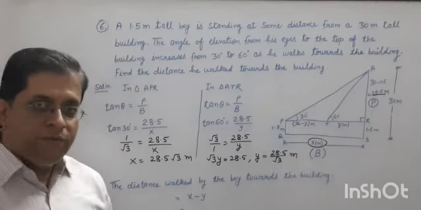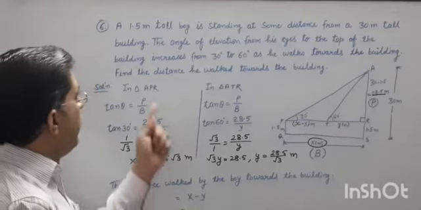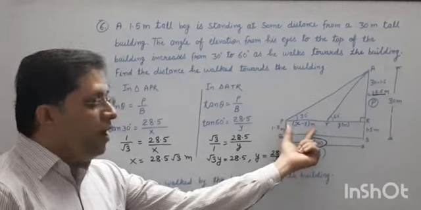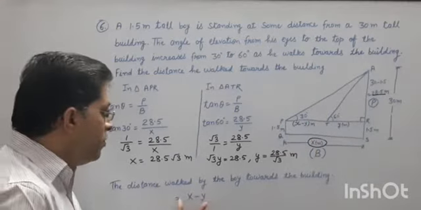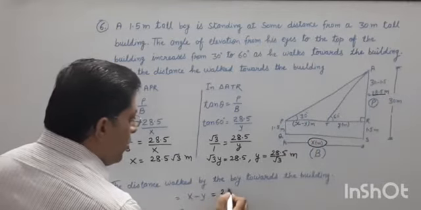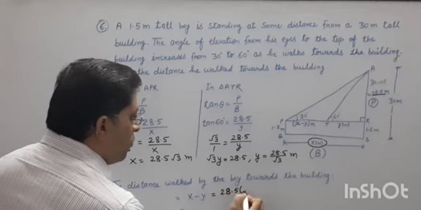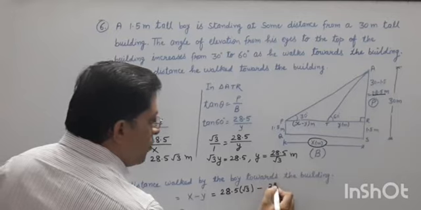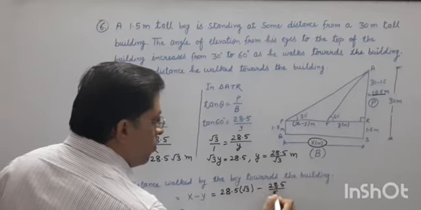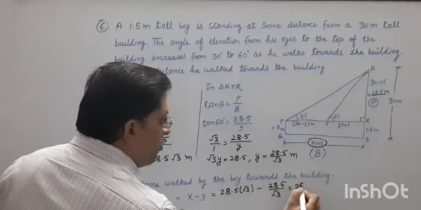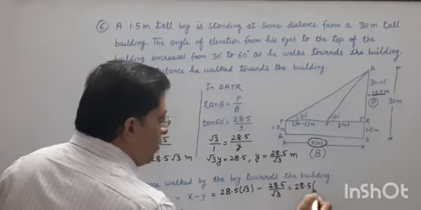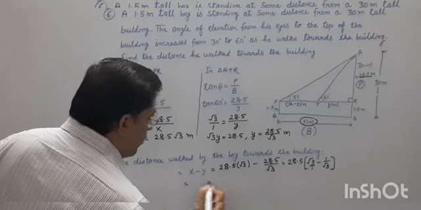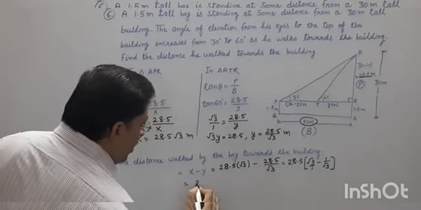What do you have to find? The distance he walked towards the building. That is X minus Y. You have to find this out. What is X? 28.5 root 3, minus what is Y? 28.5 upon root 3. If I take 28.5 common, then what will come? Root 3 minus 1 upon root 3 of it, and 28.5 as it is.